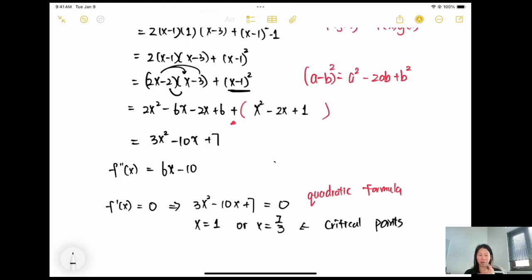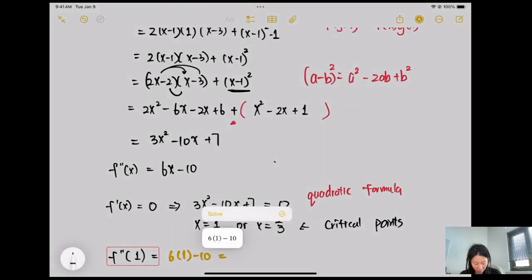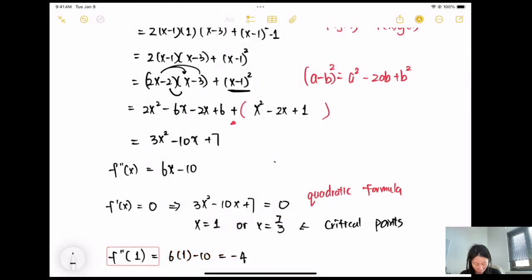We got 2. So now we need to know, for these two critical points, are they maximum or minimum? We use the same method. We plug x equals 1 into the second derivative. We have 6 times 1 minus 10. All right, that gives me negative 4. So that means it's concave down. If it's concave down, it looks like an n. That means this is going to be our maximum point.